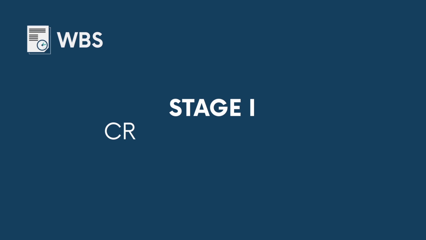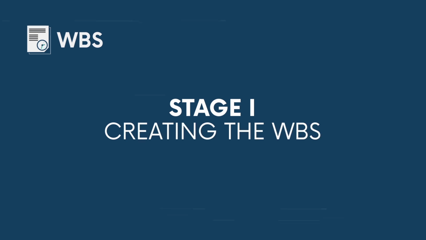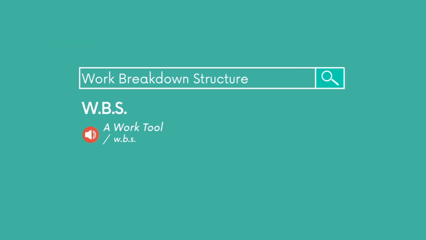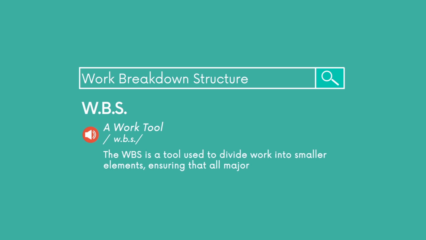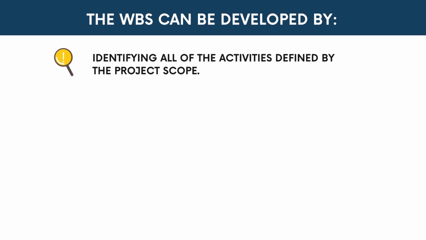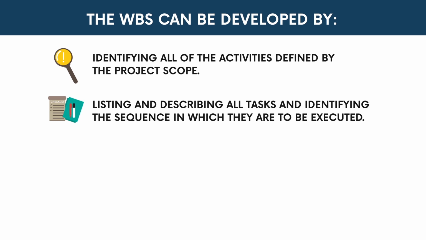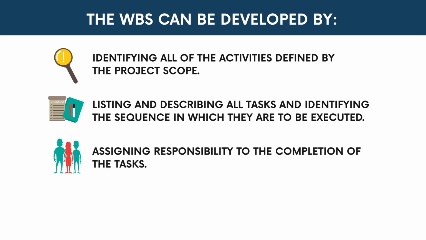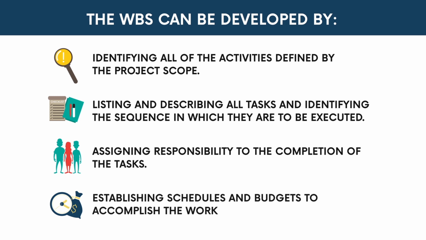Stage 1. Creating the WBS. The WBS is a tool used to divide work into smaller elements, ensuring that all major and minor activities are accounted for. The WBS can be developed by identifying all the activities defined by the project scope, listing and describing all tasks and identifying the sequence in which they are to be executed, assigning responsibility to the completion of the tasks, and establishing schedules and budgets to accomplish the work.